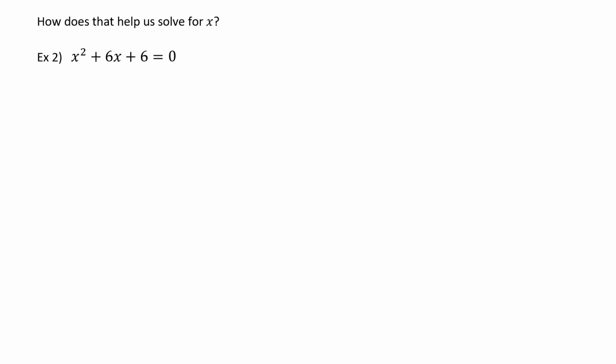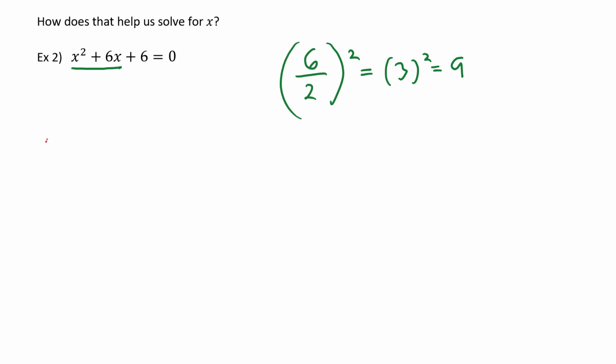Let's solve this quadratic equation using the completing the square method. So I'm going to take these values here. Take that first degree term, 6, divide it by 2, and square it. 3 squared, which is 9. So what I'm going to do is I'm going to take x squared plus 6x. I'm going to add to it 9. I have now created a perfect square trinomial.